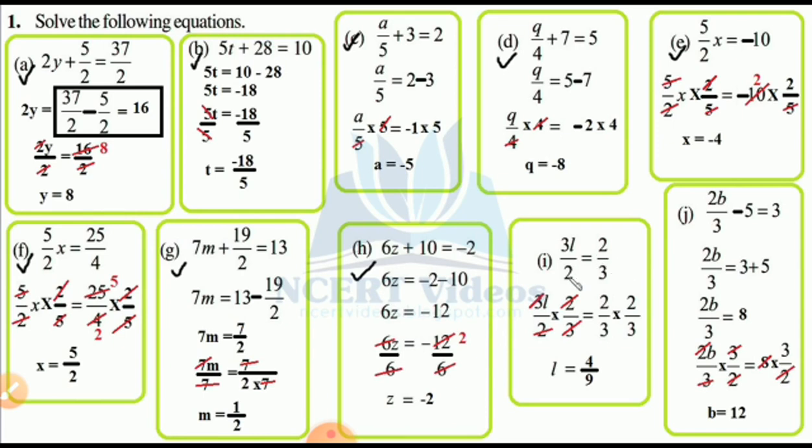I: 3l upon 2 is equal to 2 by 3. The reciprocal of 3 by 2 is 2 by 3. We can multiply both sides by 2 by 3. 2 by 3, 2 by 3 cut. On the left side only l is left. On the right side you can say 2 by 3 into 2 by 3. That means 2 2s are 4 and 3 3s are 9. l is equal to 4 upon 9. You see? You also got it.